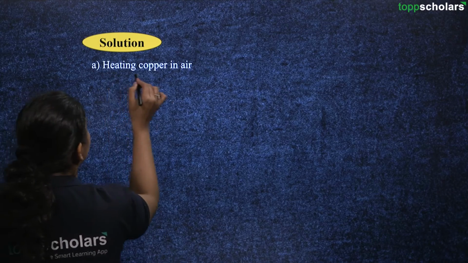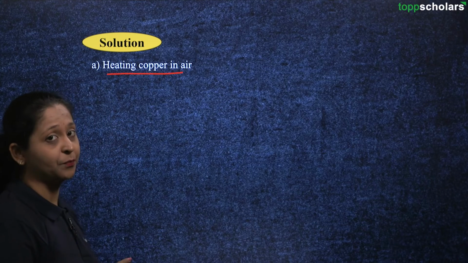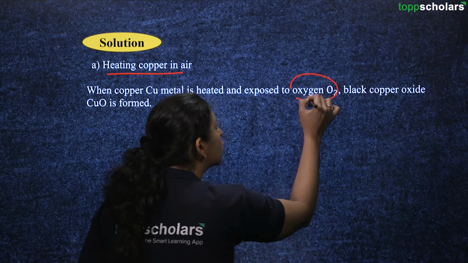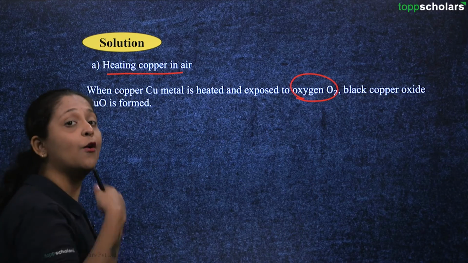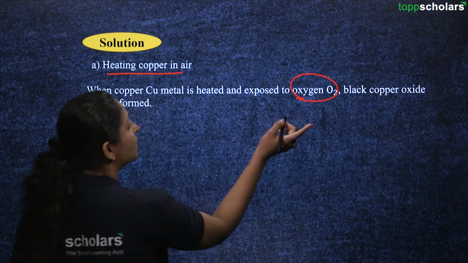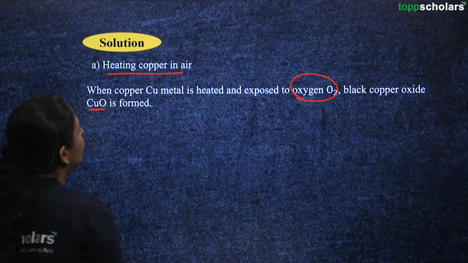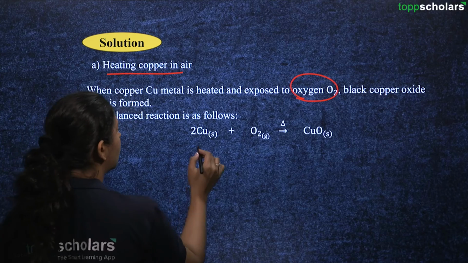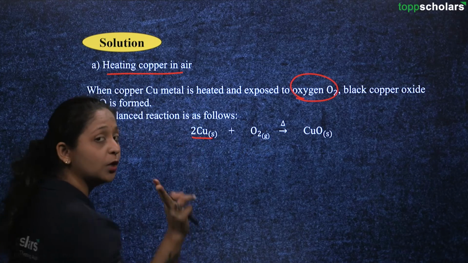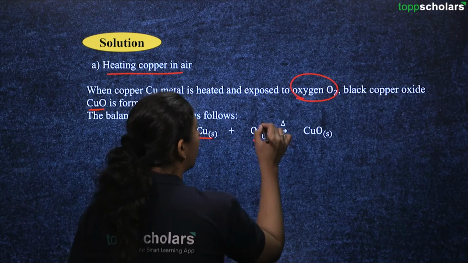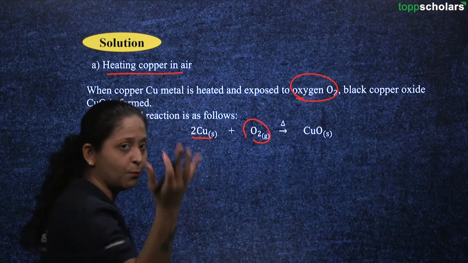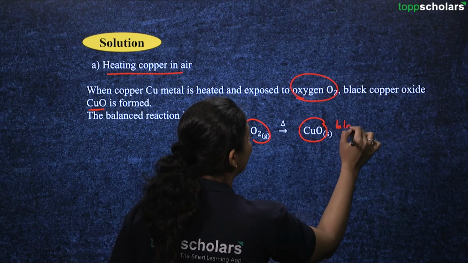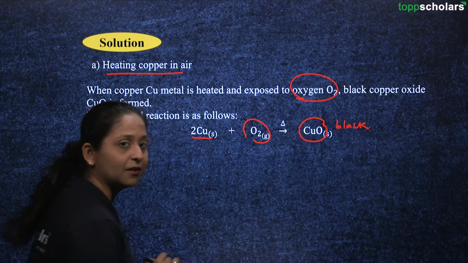So, if you are heating copper in the presence of air, what will happen? When copper is heated, it is exposed to the oxygen present in the air, forming copper oxide, which is black in color. Correct? Now, if you write down the balanced equation, it will be 2Cu, that means 2 molecules of copper reacting with oxygen in the presence of atmosphere. It will produce copper oxide. This is a solid, black in color.